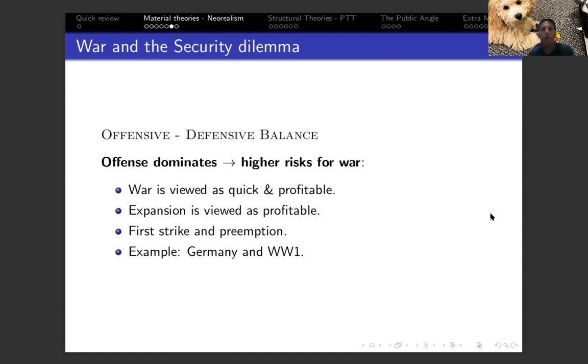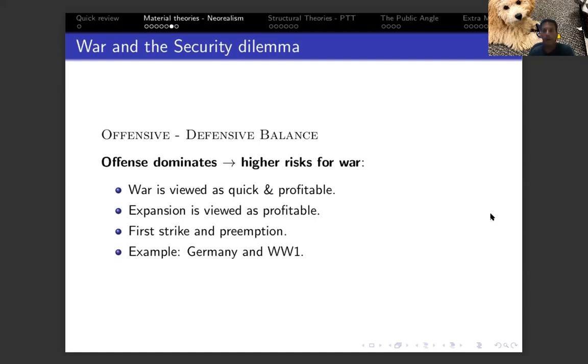So if war is viewed by some of the members of the system as probably quick and profitable, mostly because of the dominance of offensive capabilities, then again, the likelihood of war is much greater. The same point about expansion. And if a nation has a first-strike advantage and has larger offensive capabilities, then this nation is more likely to engage also in a preemptive action and increase the likelihood of war.